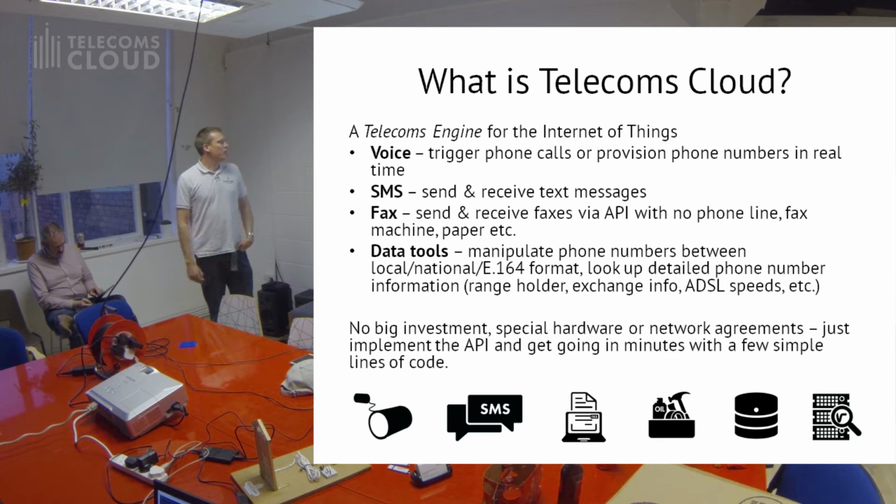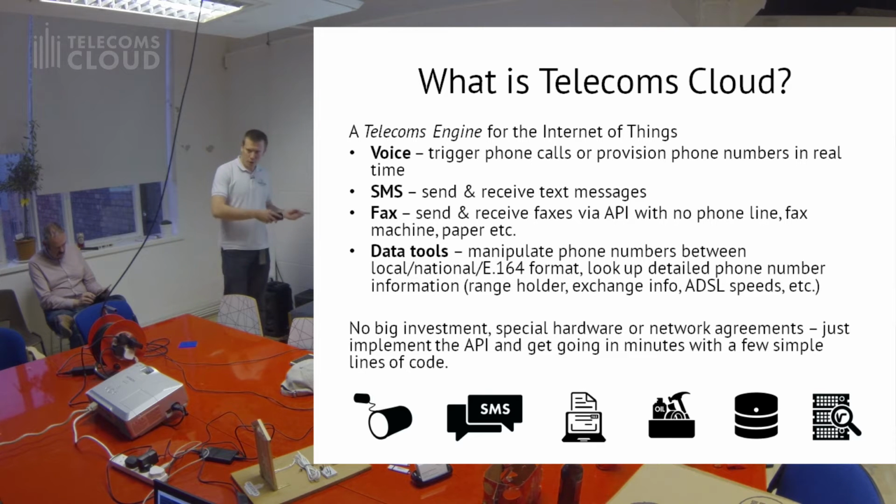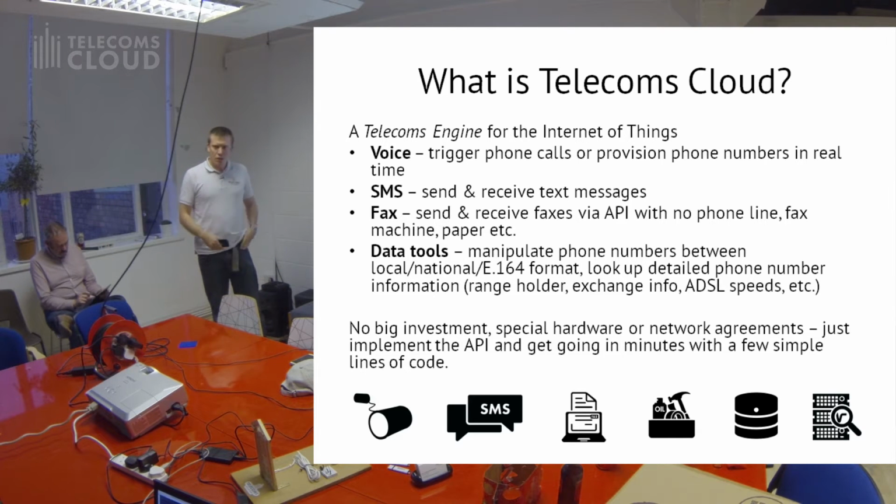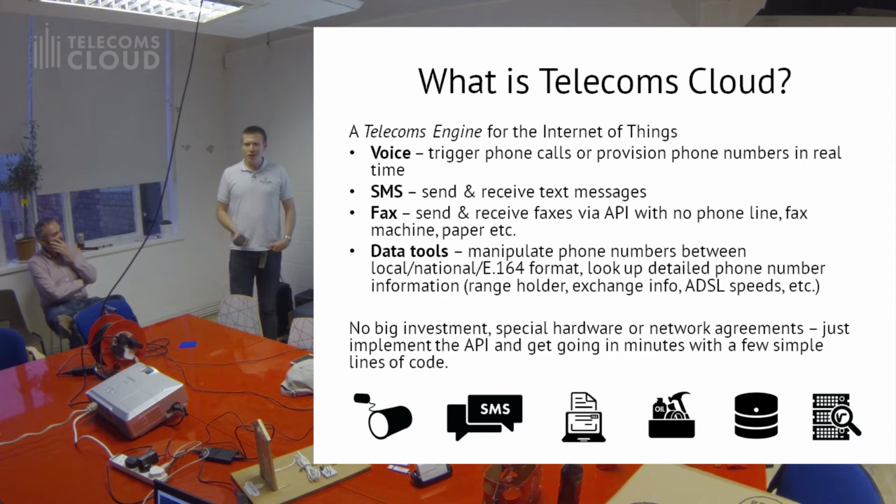Data tools as well. The API allows you to manipulate phone numbers, change them between local format, national format, E.164 format, which is the internationally recognized format for international numbers. Look up things like phone number information, so who's the range holder, is this a BT number, is this a Virgin Media number, what's the local exchange for this customer, what are the ADSL speeds they're likely to get. There are lots of applications where that would be useful, for things like call centers, price comparison websites, anything like that.